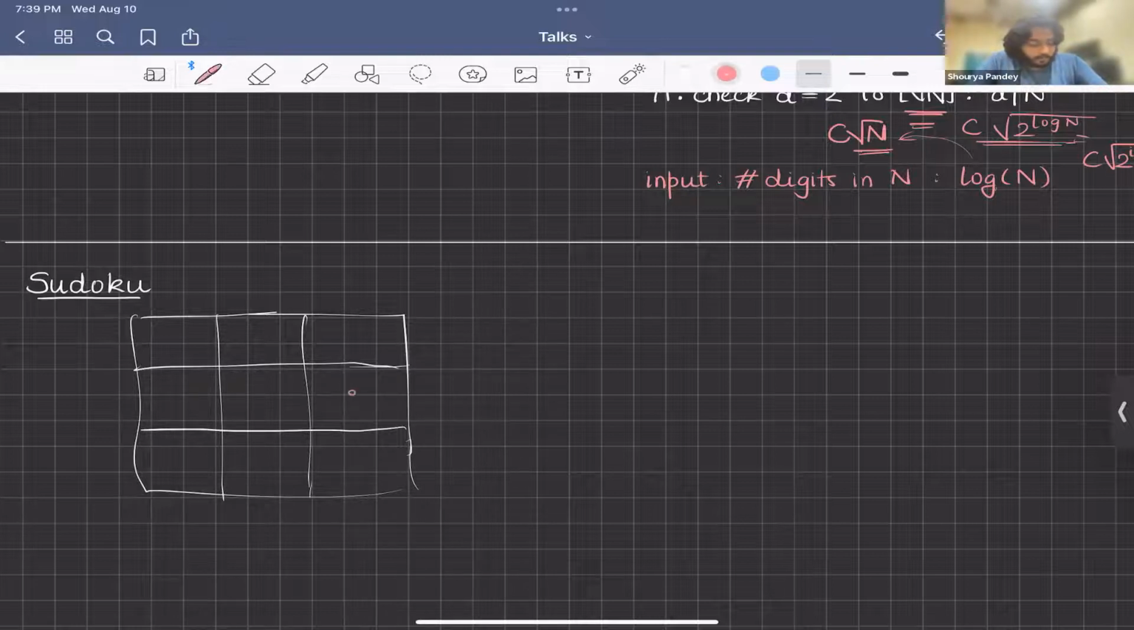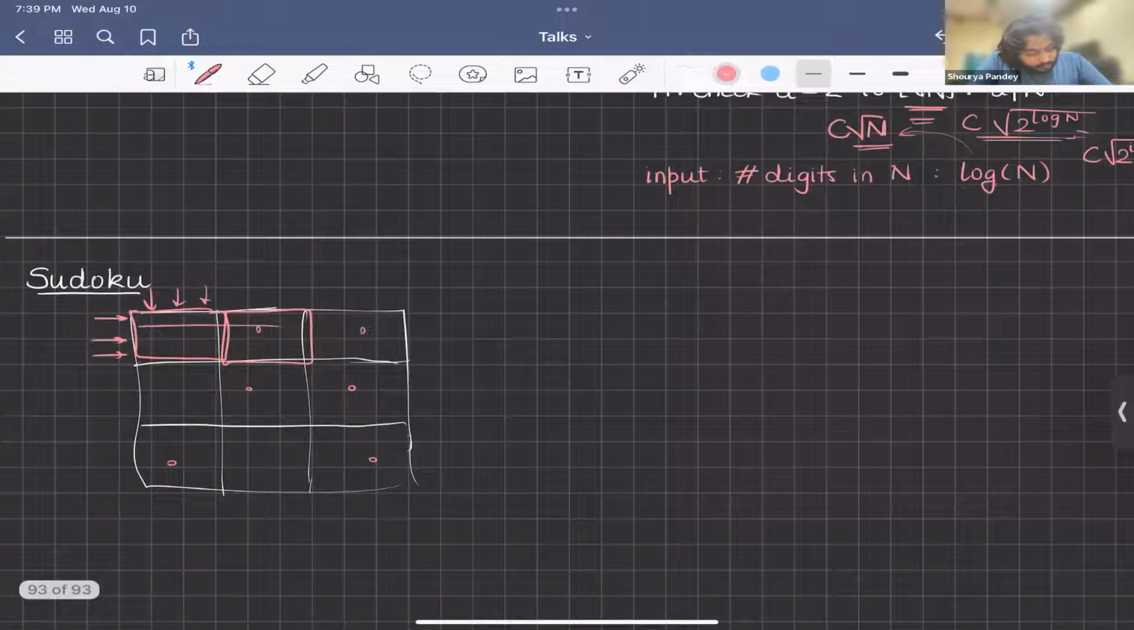And a lot of these numbers are filled up already using digits from 1 to 9. And the goal is to fill the remaining digits in such a way that each row, each column, and each of these 3x3 boxes has the numbers from 1 to 9 appearing exactly once.